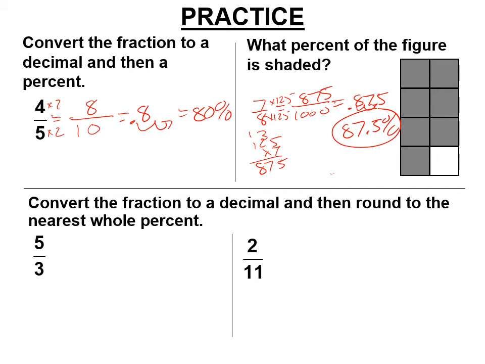Now, if you rounded it, it would round to 88, right? Once that's a 5 or bigger, you go up to the higher percentage. But I didn't ask that. So the answer would be 87.5%. That's the exact answer. And every time you've got eighths, you're going to get 0.5% of something.